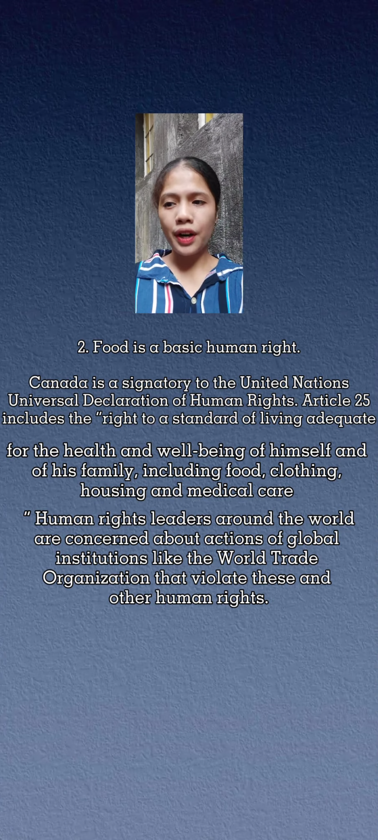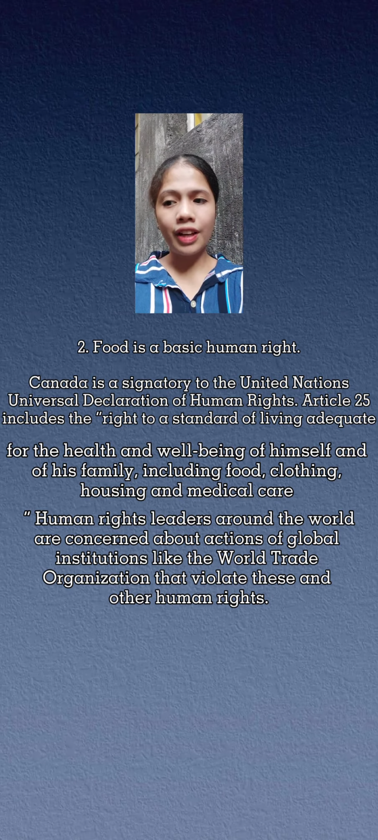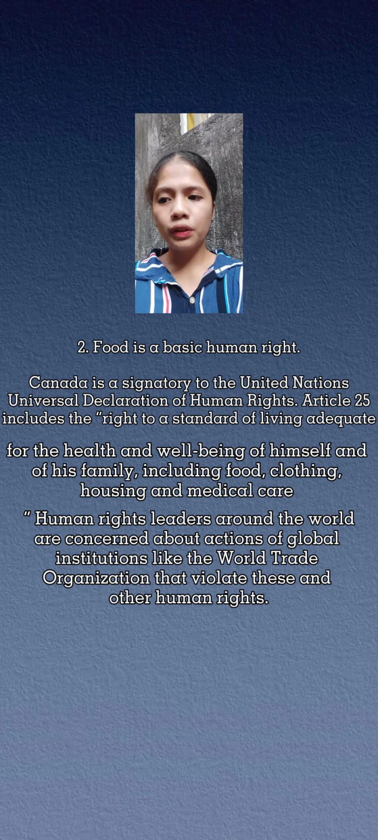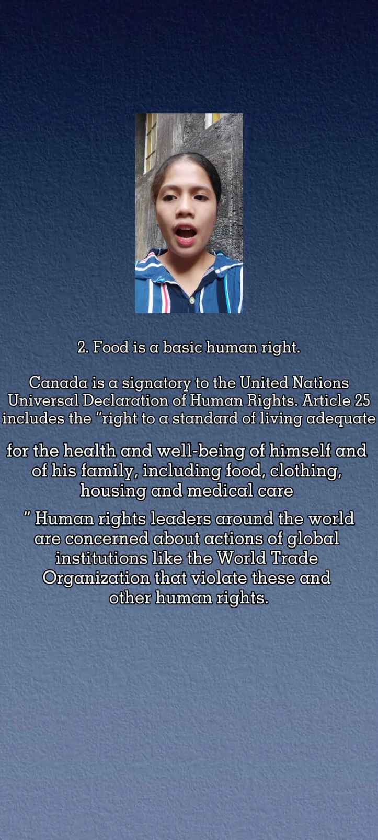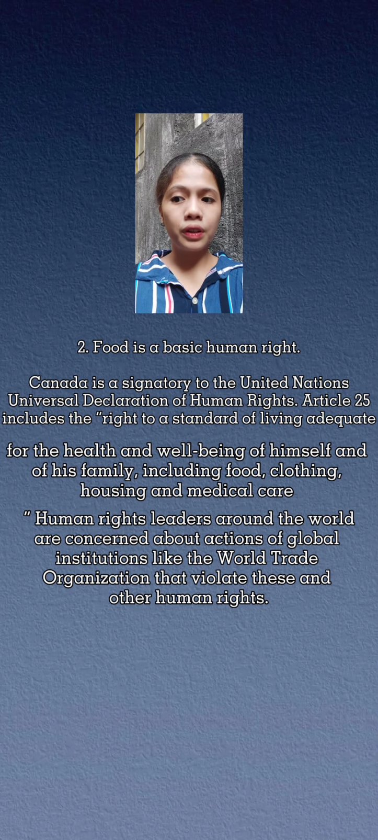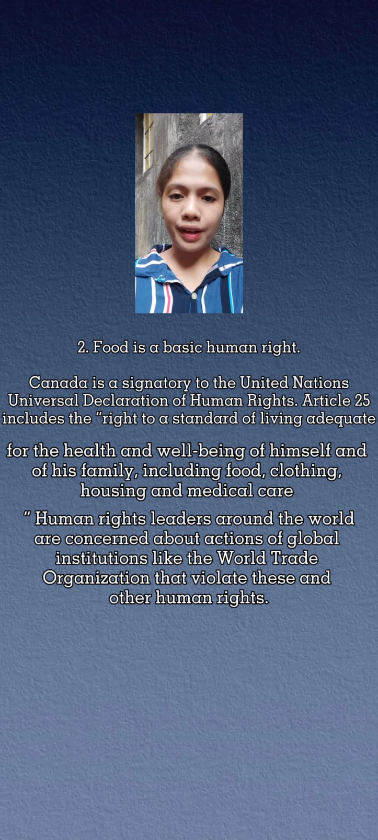Canada is a signatory to the United Nations Universal Declaration of Human Rights. Article 25 includes the right to a standard of living adequate for the health and well-being of himself and of his family, including food, clothing, housing, and medical care. Human rights leaders around the world are concerned about the actions of global institutions like the World Trade Organization that violate these and other human rights.